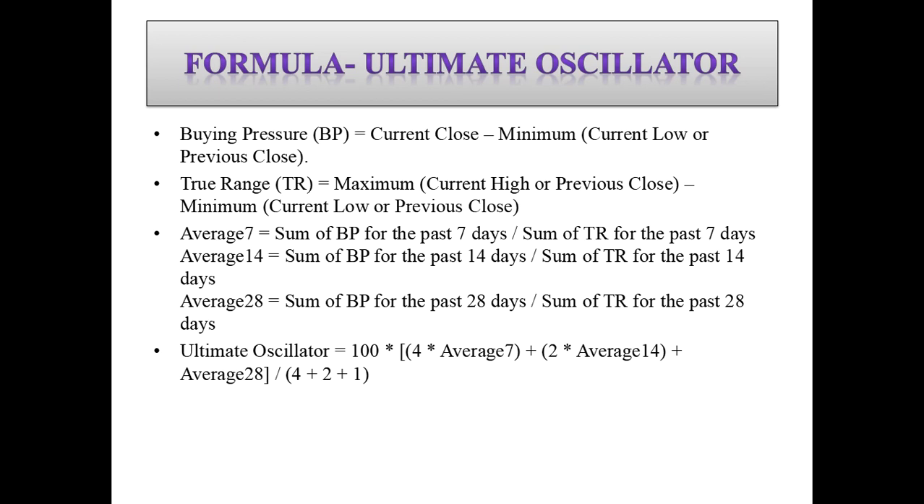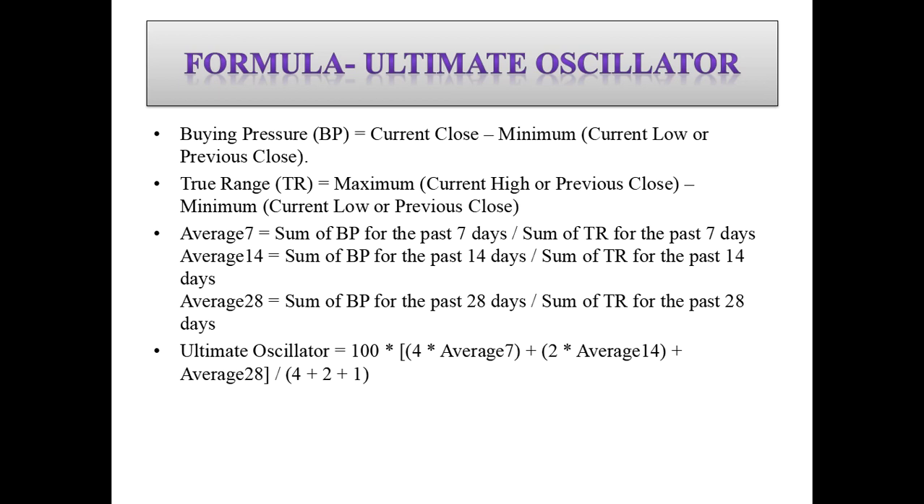So let's look at the formula for the Ultimate Oscillator. First, you have to calculate the buying pressure, which is the current closing price minus the minimum of the current low or the previous close. Then we have to calculate the true range, which is the maximum of the current high or the previous close minus the minimum of the current low or the previous close. Then we have to take the average 7, which is the sum of the buying pressure for the past 7 days divided by the sum of the true range for the past 7 days.